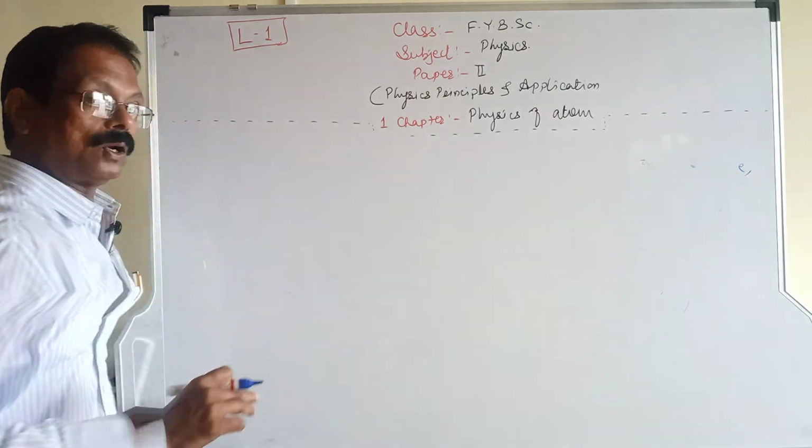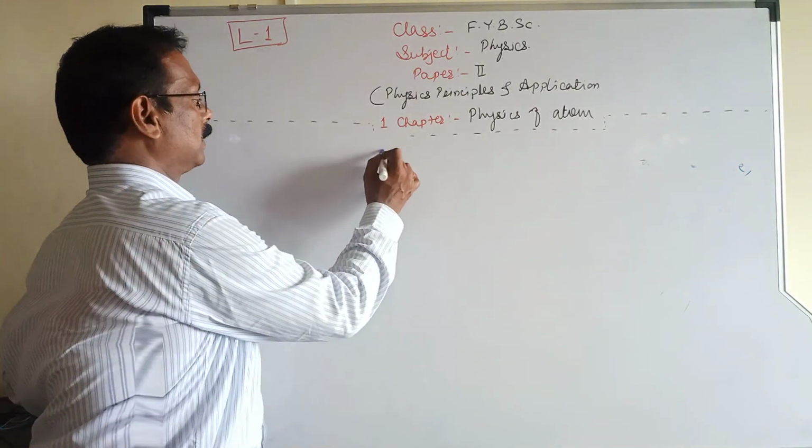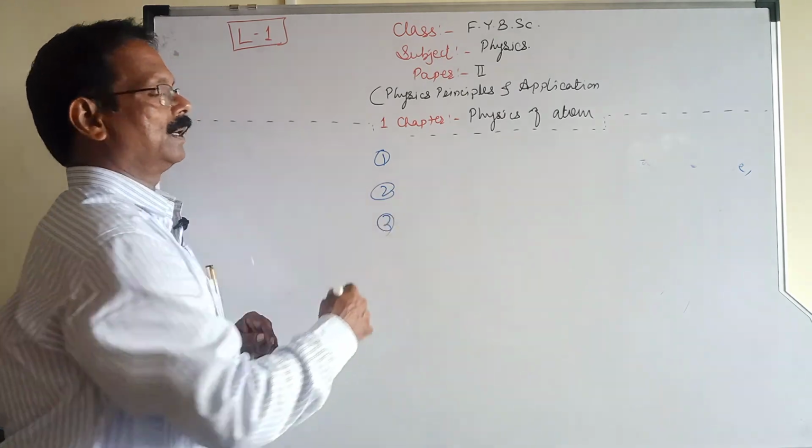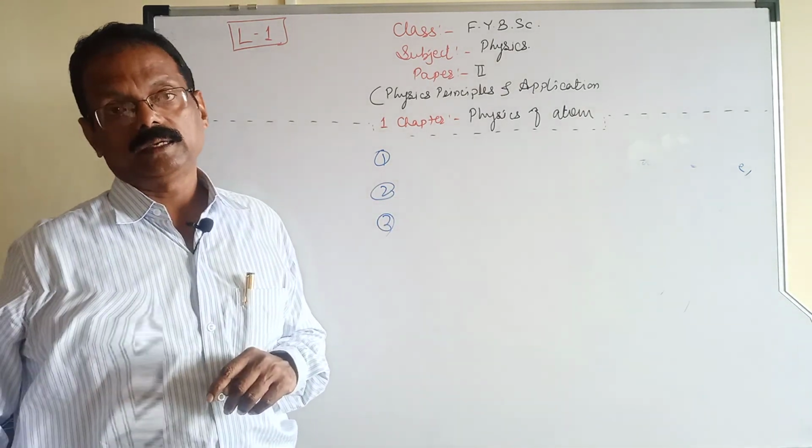The Bohr atomic model was based on three postulates. What is the first postulate? What is the second postulate? What is the third postulate? That we have to see in the next lecture.